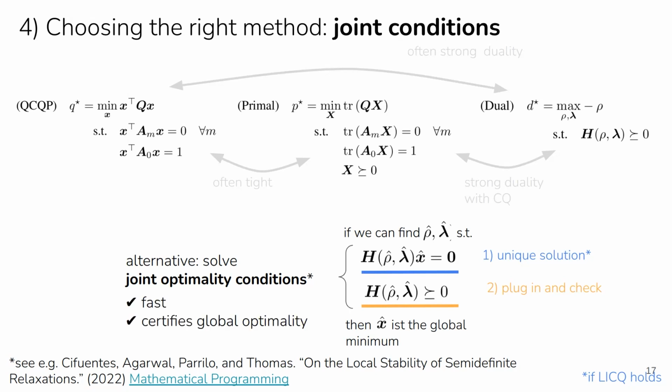All right, so with these joint conditions, what's nice is that we still have a really fast method, because both the local solver and the certificate can be relatively fast. And at the same time, we can certify global optimality.